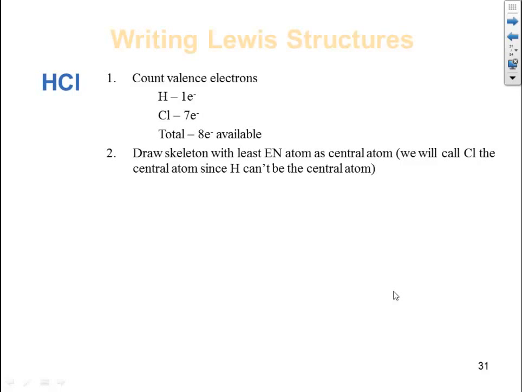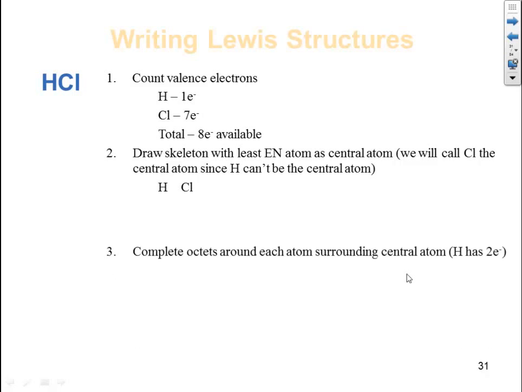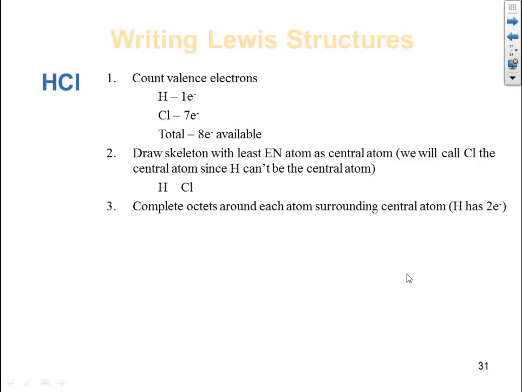Step 2, draw the skeleton with the least electronegative atom as the central atom. Well, in this case, it's only 2 atoms. We're going to call chlorine the central atom and hydrogen the atom attached to that central atom. So we have our skeleton. Complete octets around each atom surrounding the central atom. Well, the only atom surrounding what we're calling the central atom, chlorine, is hydrogen, so we will complete that with 2 electrons, since that's all it needs.